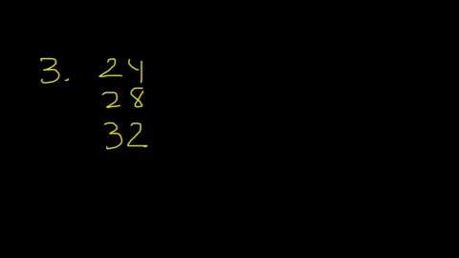Number 3, it's asking you for 24, 28, and 32. Now, unfortunately, they're asking you for all the common factors, so you're going to have to list all of these. 1 goes into 24, 2 goes into 24, 3 goes into 24, 4 goes into 24, 6 goes into 24. Yay, guess what? Bingo! I found my partners.